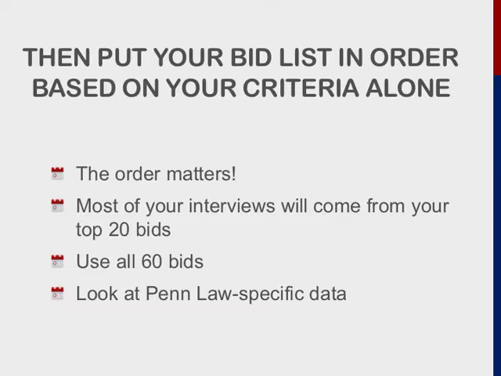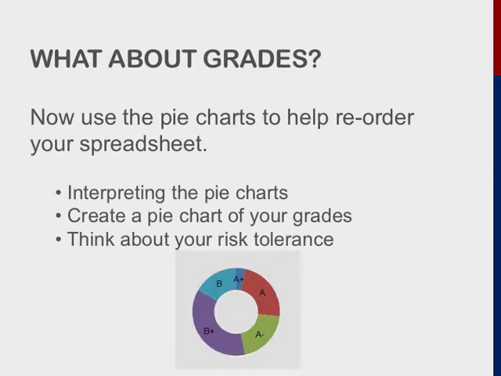Then, begin looking at the Penn Law specific data, such as the number of callbacks the firms gave to Penn students last year, the number of Penn students who bid on that firm, and the percent rate of success in receiving the interview. Now you can look at the pie charts to help you reorder your spreadsheet. Please keep in mind that these pie charts are a useful guide, but not clear-cut information about what a firm will do regarding hiring. They are an aggregate, not an average, of the grades reported by Penn Law students. The information is self-reported, so it is also not a complete list. However, it is a helpful guide to give you a sense of how grade-sensitive firms have been in the past.